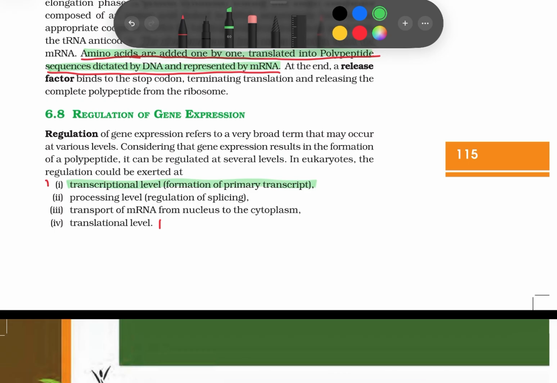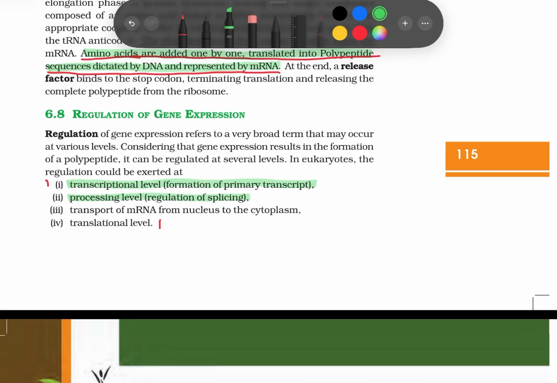These 4 levels are the transcriptional level and the processing level. You know that in transcription, hnRNA is formed, that is the primary transcript. Later hnRNA is converted into mRNA, that is the processing level, where we can see splicing.